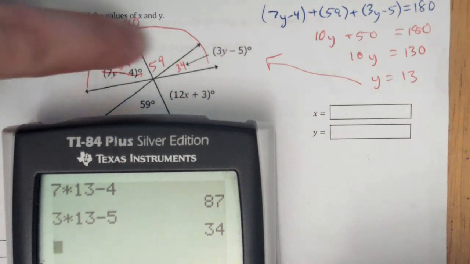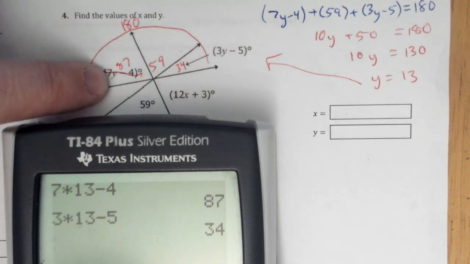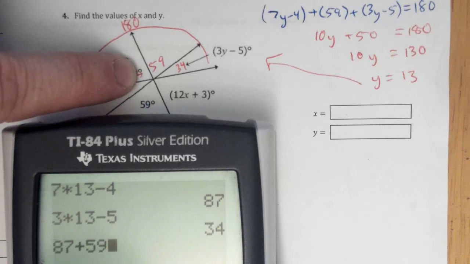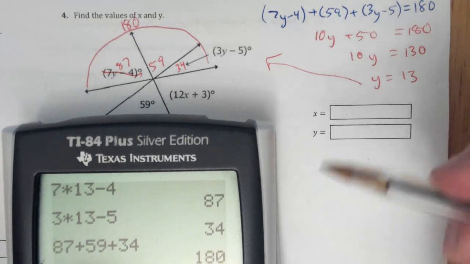Now let's double check. All of this is supposed to add up to 180, so let's check. 87 plus that 59 plus that 34, do we pop out with 180? Yes. Okay, that's telling us we're doing stuff right.